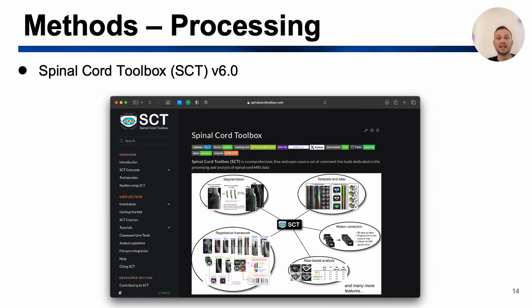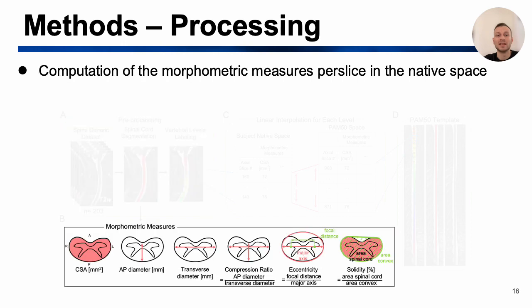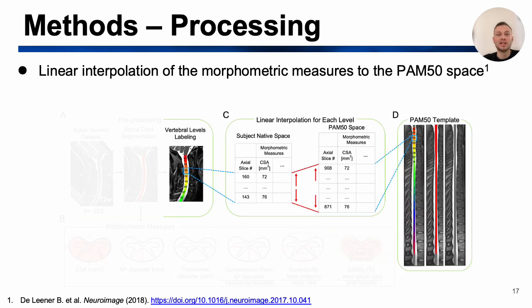Processing was done using the Spinal Cord Toolbox, SCT, which is an open source library for spinal cord MRI data analysis. First, we segmented the spinal cord and performed vertebral labeling for each participant in their native space. Then, we computed 6 morphometric measures, namely, cross-sectional area, CSA, AP diameter, transverse diameter, compression ratio, eccentricity, and solidity. Finally, we used linear interpolation to bring the morphometric measures from the participant's native space to the space of the PAM50 spinal cord template.